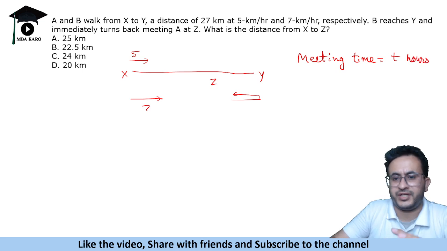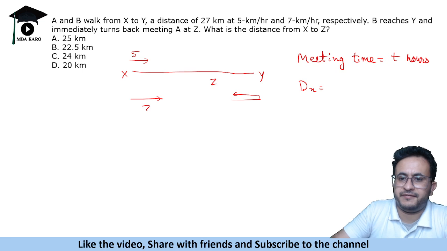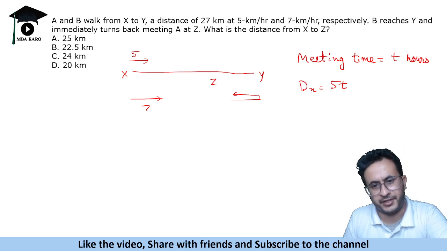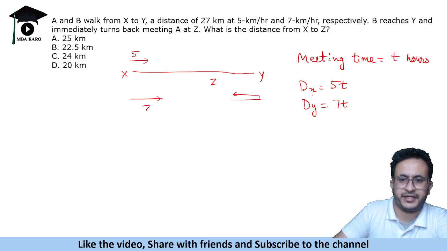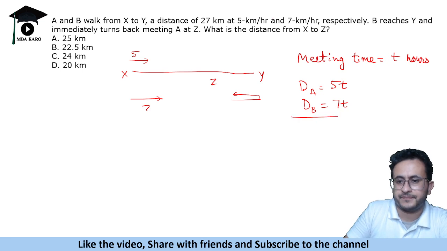Okay, so what is the distance covered by A? Distance covered by A is 5t, because he is moving at the speed of 5 km/h. Distance covered by B is 7t, because he is moving at the speed of 7. So the distances covered by A and B are 5t and 7t. Okay, right? Now what is the total distance?